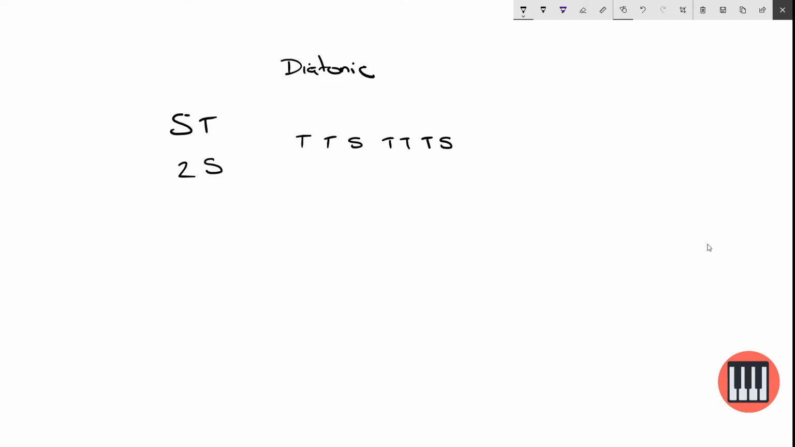So for example, for Dorian, we'd start here. For Phrygian, we'd start here. For Lydian, we'd start here, and so on. But the pattern will wrap around and we'll ultimately end up with 5 tones and 2 semitones. So any of those scales are diatonic.